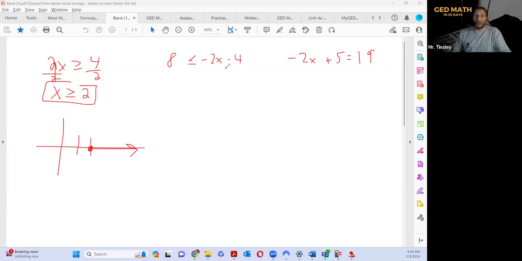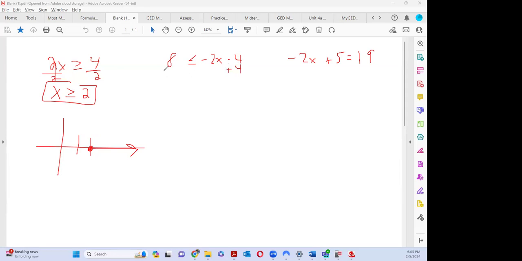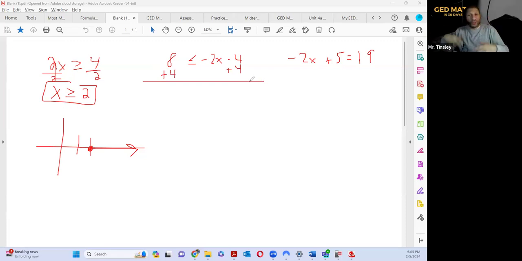This one's a little different, but it's the same steps, just like any other algebraic expression or equation that you're trying to solve. What are you trying to do? You're trying to get x by itself. So what we're going to do is add 4 to both sides because we had 2 terms on the right. Remember, you're looking at the side with the variable, and you want to get rid of all the other terms that don't have the x, right? So we add 4, and we get 12 less than or equal to minus 2x.